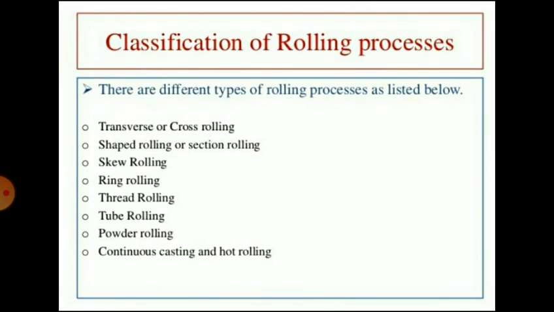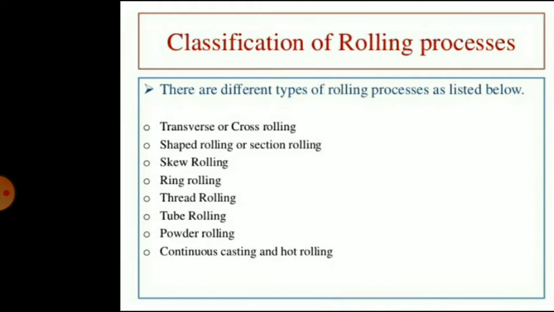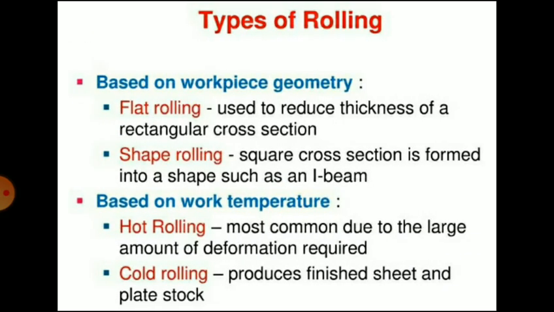Classification of rolling processes. There are different types of rolling processes: transverse or cross rolling, shape rolling or section rolling, screw rolling, ring rolling, thread rolling, tube rolling, powder rolling, and continuous casting or hot rolling. So these are the types of rolling processes.